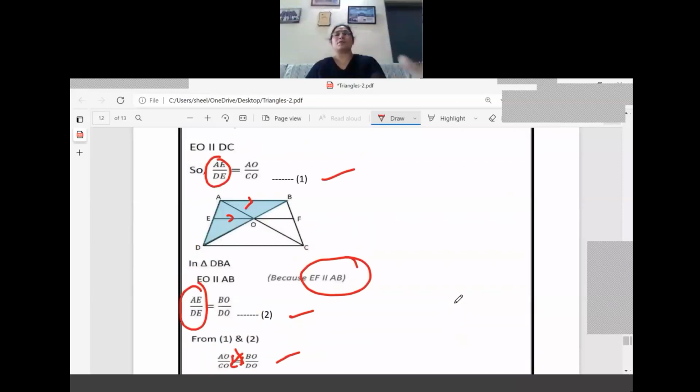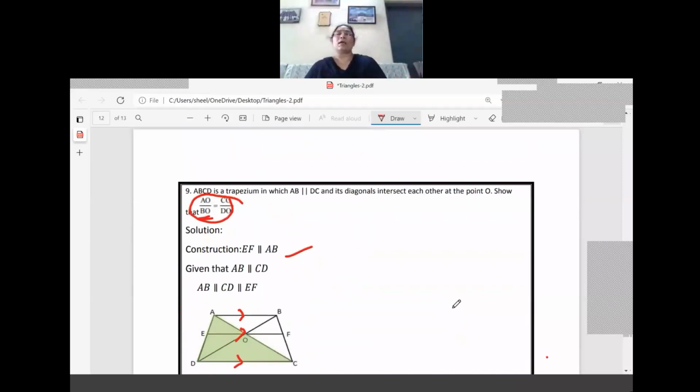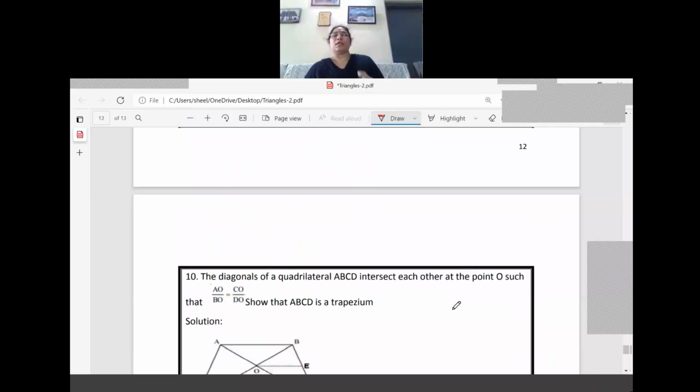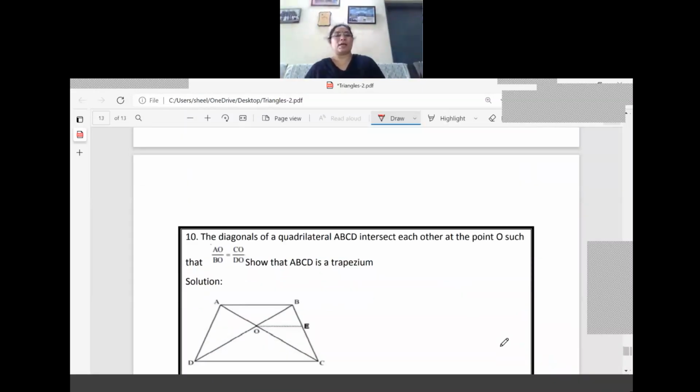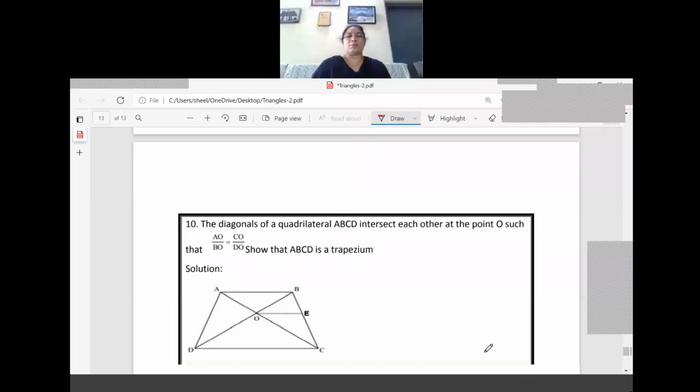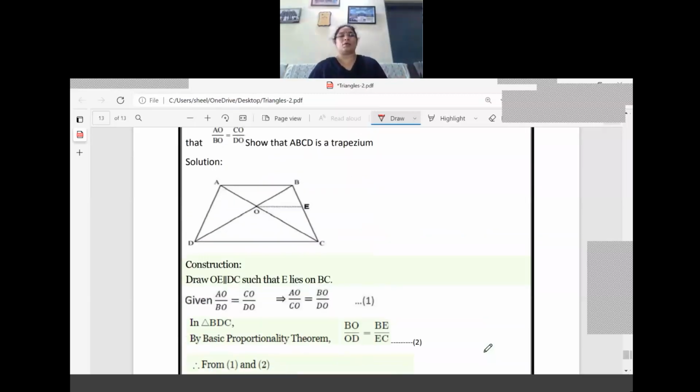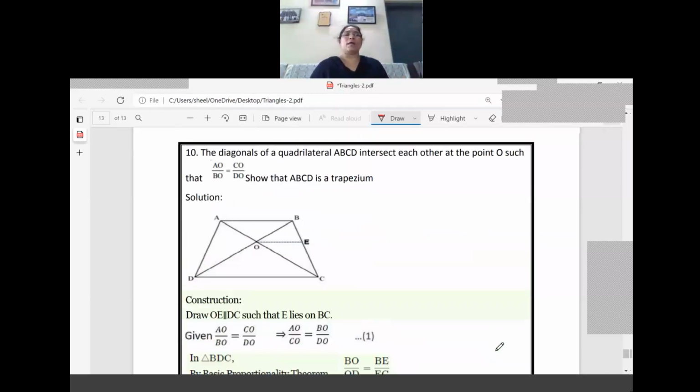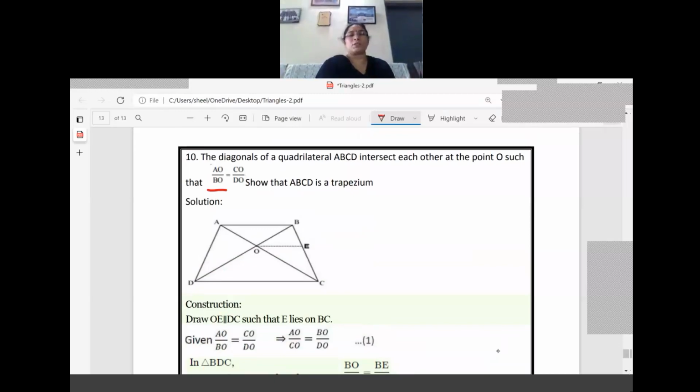That is the converse of the statement. Here, in the ninth question, a trapezium was given, right? And we showed that AO by BO equals CO by DO. Now in this question, the diagonals of the quadrilateral intersect each other, such that AO by BO equals CO by DO, and we have to show that ABCD is a trapezium. So the ratio is given here. What is the ratio given? AO by BO equals CO by DO.